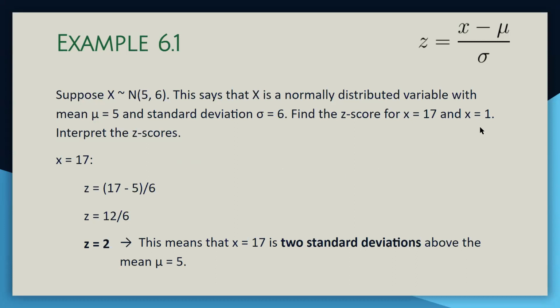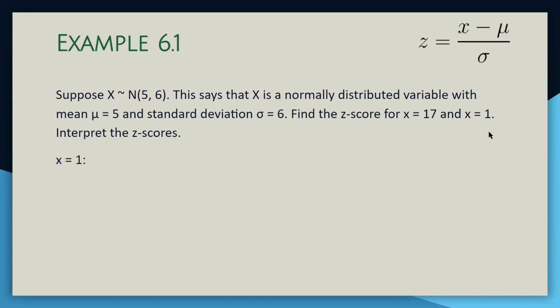Let's try it again for x equals 1. So same idea, we're going to take our z-score formula. x is 1, our mean is 5, our standard deviation is 6. 1 minus 5 is minus 4. And 4 divided by 6 is 2/3, which is about 0.67. So z is negative 0.67.